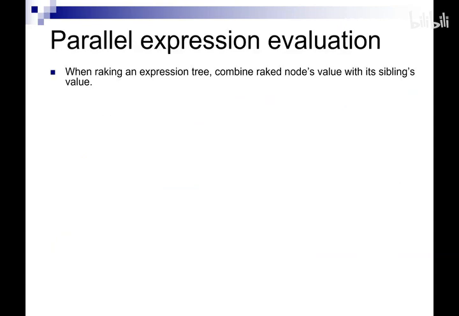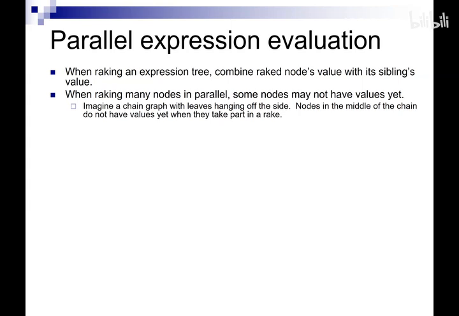But as you do this process, as you rake all these nodes, we need to make sure that we preserve the original value of the expression tree. And the way we're going to do that is that when you rake a node, we're going to take the nodes that we're removing and incorporate their values into the nodes that we keep. So basically we're going to combine a node that we rake away with its sibling's value, because we keep its sibling.